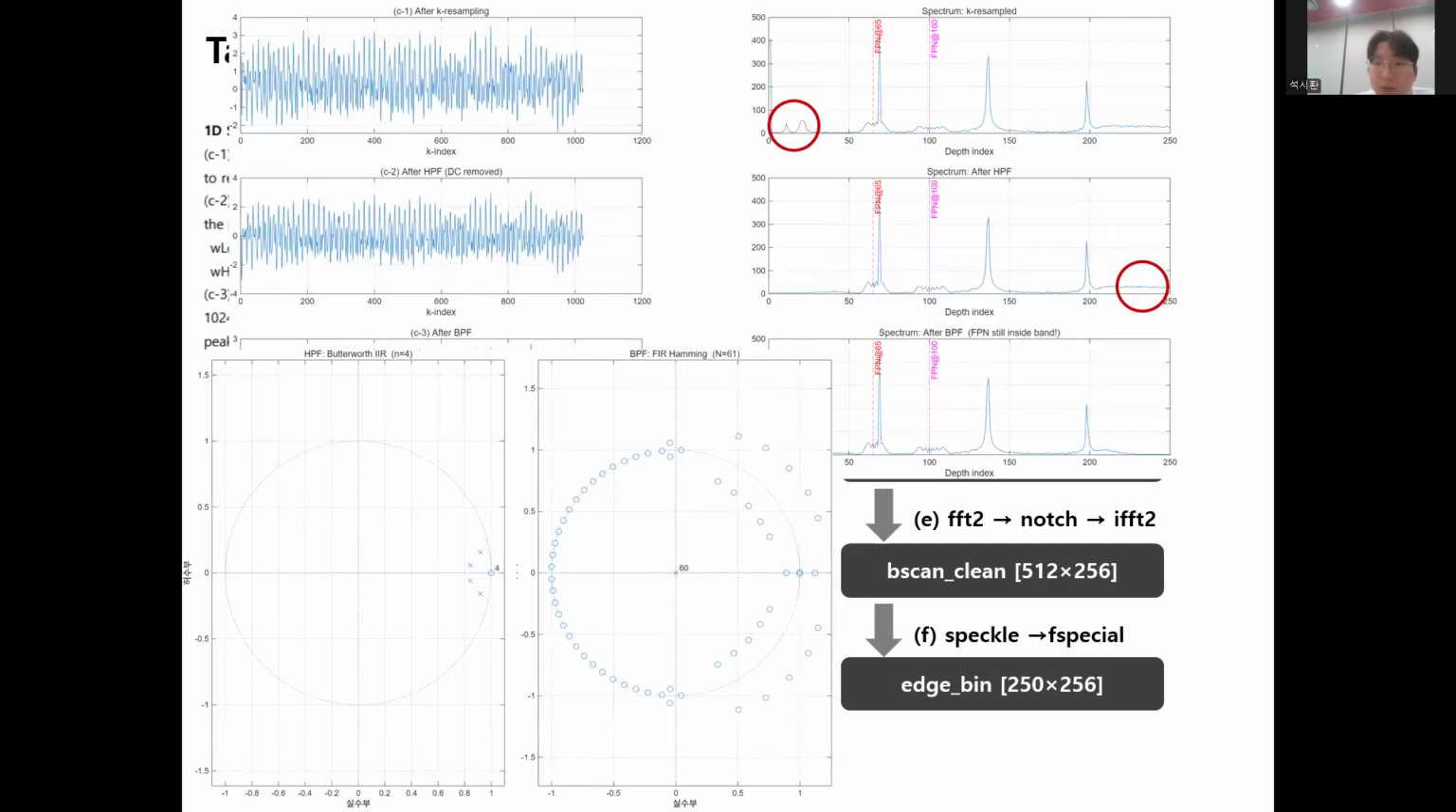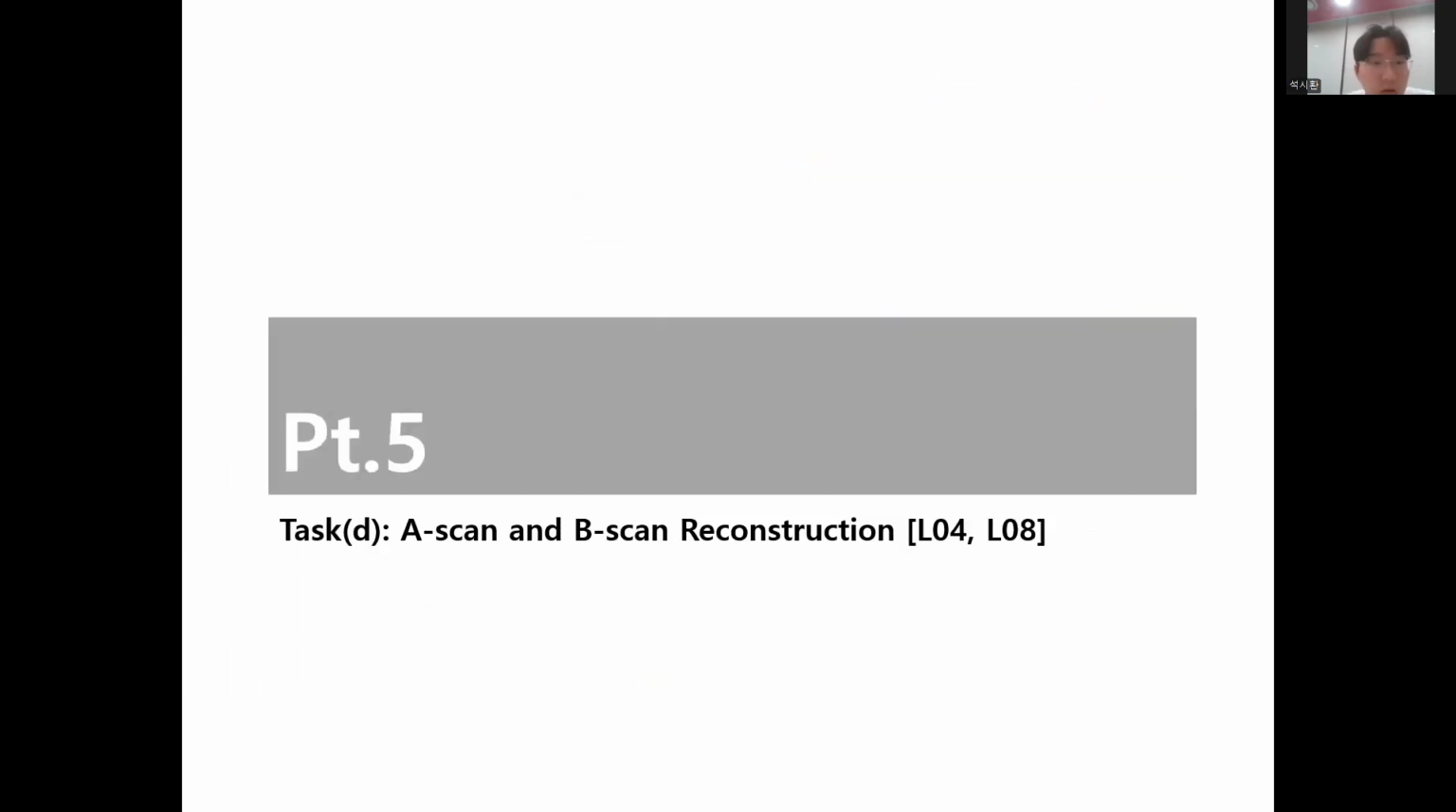The spectra show DC removal after the high-pass filter. The FPN peaks, marked in red and pink, remain visible even after the BPF. The pole-zero plot confirms stability. High-pass filter poles are inside the unit circle, and FIR poles are at the origin.